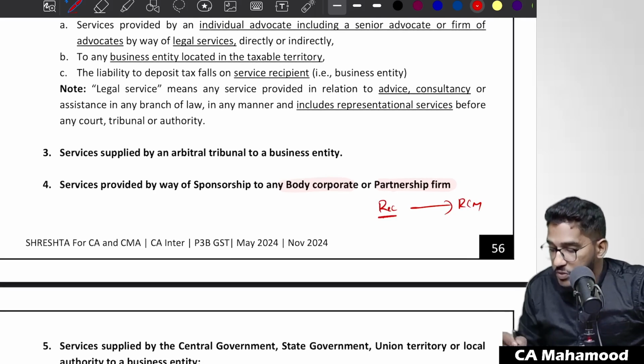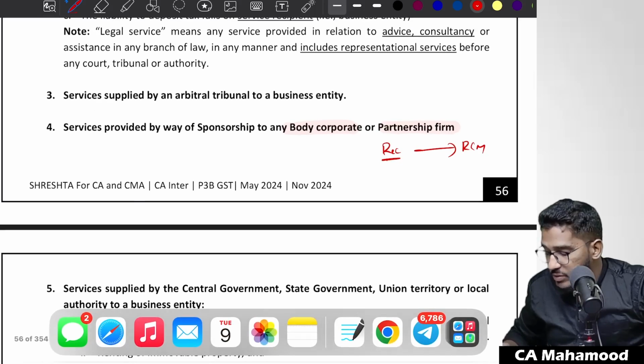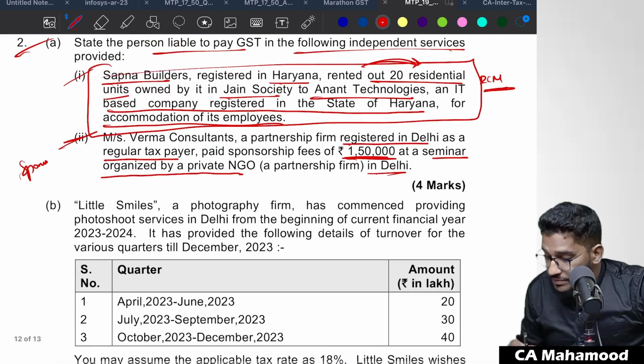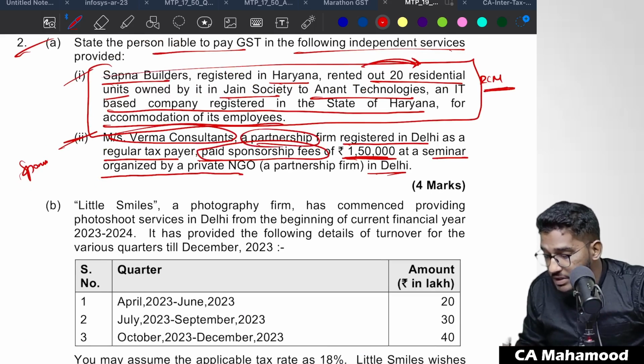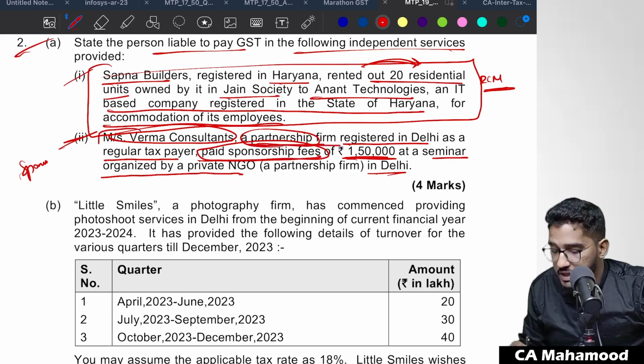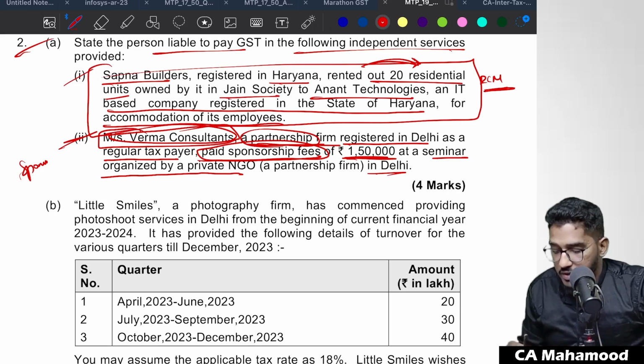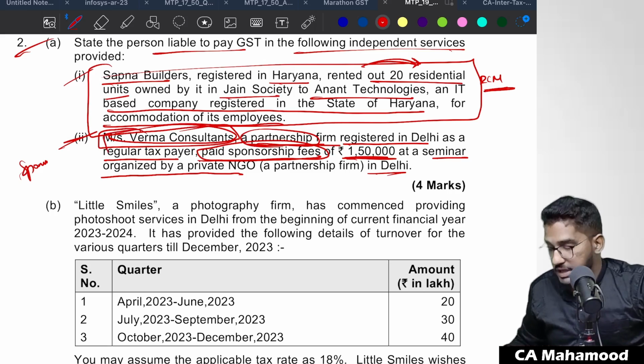So in the given case, sponsorship services are getting provided, but what is the status of the recipient? If you have a look at the status of the recipient, they paid sponsorship fees. So who is availing the services? Verma Consultants, which is a partnership firm. So the recipient of sponsorship services is a partnership firm. Yes, then RCM will become applicable. So in the given case, Verma Consultants being the recipient and RCM getting covered here, they are only required to pay the GST. Understood?